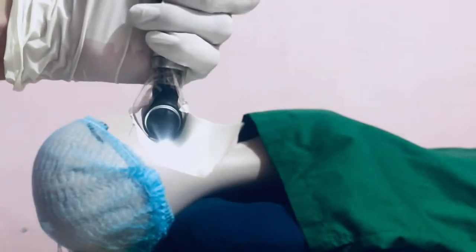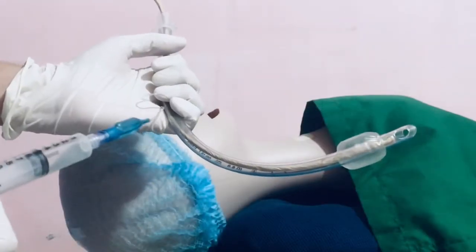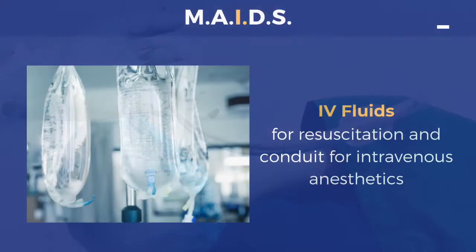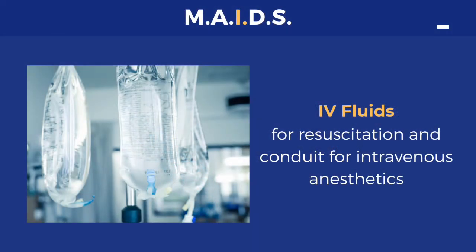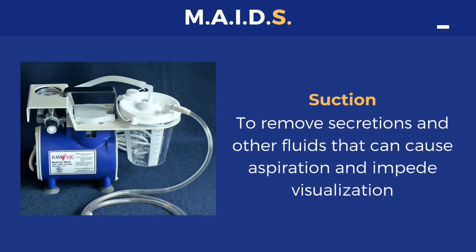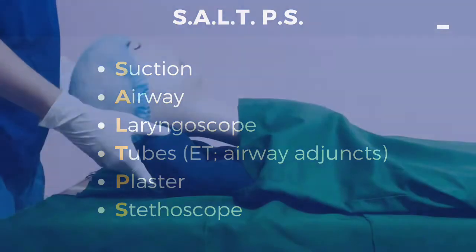Make sure that your laryngoscope has a functioning light source. Check the patency of the ET tube cuff by inflating it using a syringe. I for IV fluids. D for drugs. And S for suction. The materials can also be remembered by using these other mnemonics: SALT PS. S for suction, A airway, L laryngoscope, T for tube, P for plaster, and S for stethoscope.